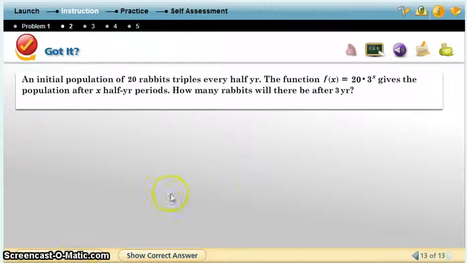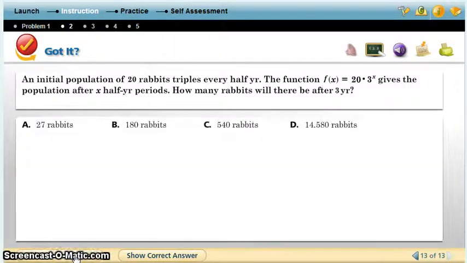Now it's your turn. All right, so quickly pause the video. Here are your answer choices, and go through and solve this just like the last example. They've already set up the function for you. 20 is your starting value, 3 is your rate of change. But what you've got to be very careful of is x represents half-year periods, half years. So if you think about it, in 1 year there are actually 2 half years. They give you 3 years as your unit, so make sure that you convert that correctly and determine how many rabbits there are. So pause the video and do that quickly.